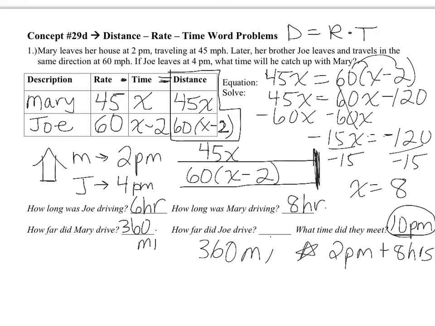If you also could look at the time Joe left at 4 p.m. And Joe, well, he traveled for 6 hours. And isn't 4 p.m. plus 6 hours also 10 p.m.? So this is the answer to the question, that they will meet at 10 p.m. All right, so that was a lot for one question, which is why we're going to do several more. So let's look at the next one.